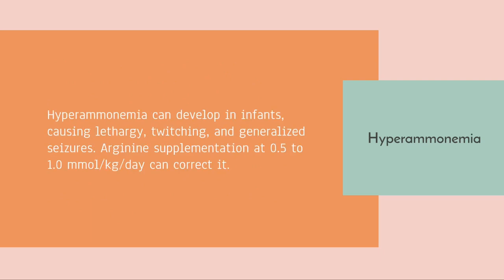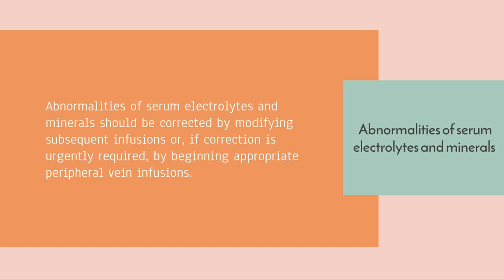Hyperammonemia can develop in infants, causing them to become lethargic, twitching, and have generalized seizures. Arginine supplementation at 0.5 to 1.0 millimoles per kilogram per day can correct it. Abnormalities of serum electrolytes and minerals should be corrected by modifying subsequent infusions, or, if correction is urgently required, by beginning appropriate peripheral vein infusions.